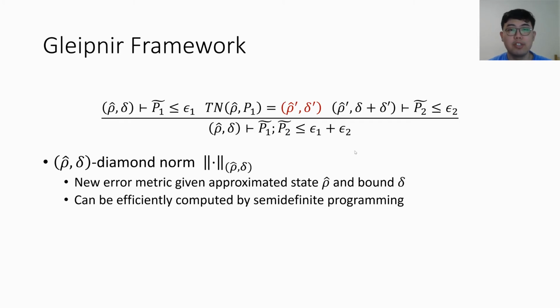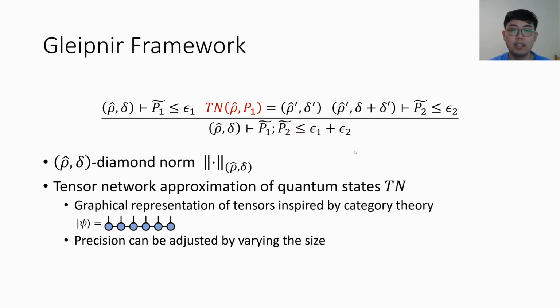First, we introduce the rho-delta diamond norm, which is a new error metric when the input quantum states have a distance at most delta from some approximated state rho. This error metric can be efficiently computed using semi-definite programming given rho and delta.